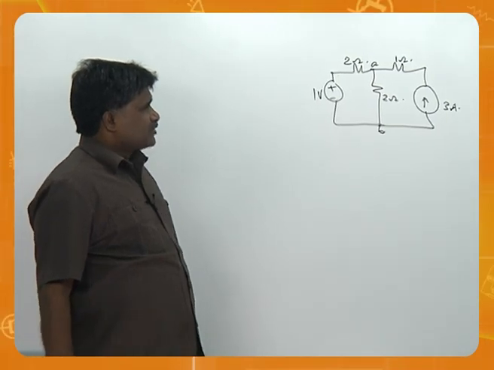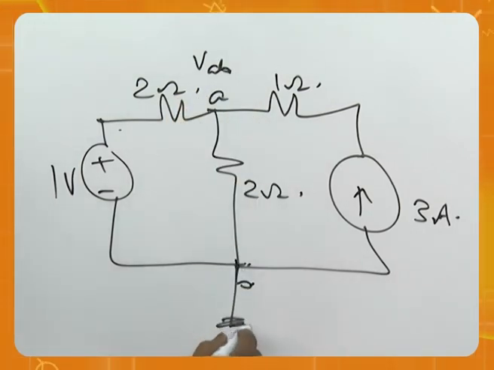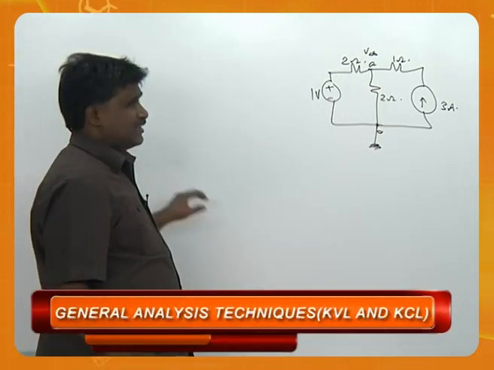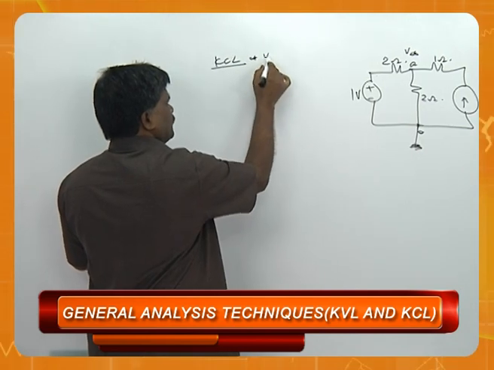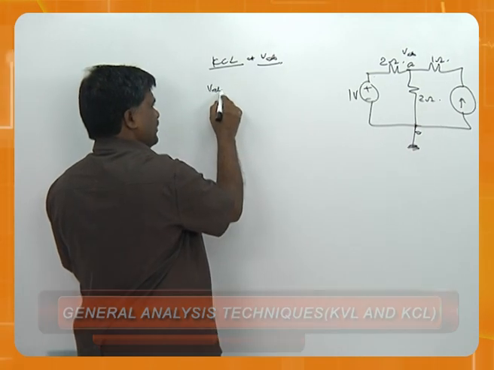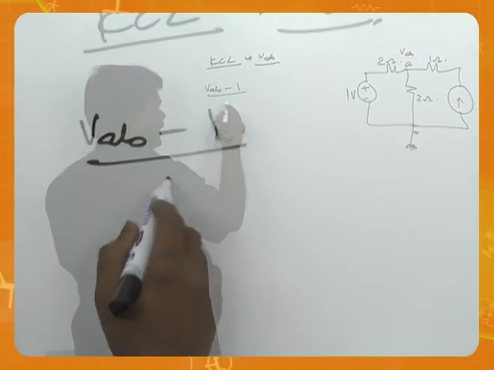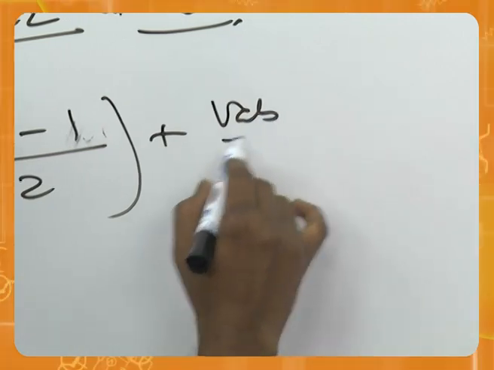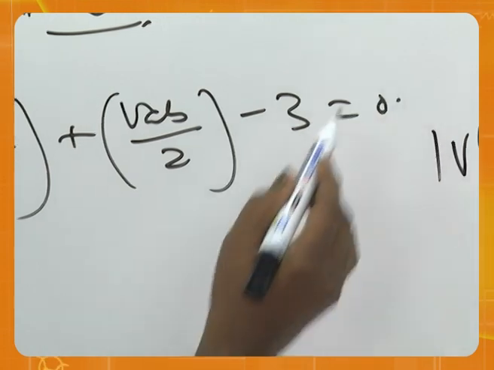Very simply, you can do one thing. Call this as directly VAB, making this as a ground. Simply apply KCL, Kirchhoff's current law. For example, if I am applying KCL at VAB, as I already told you, VAB minus 1 volt by 2 plus VAB by 2 minus 3 is equal to 0.